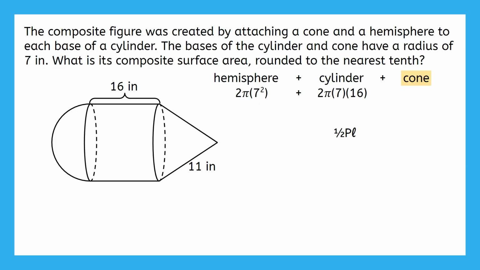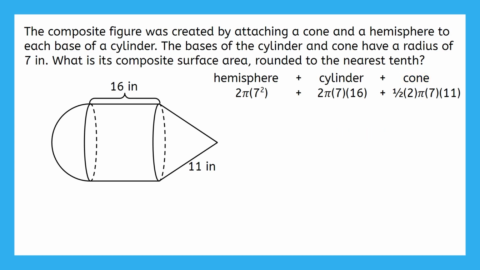Since the base of the cone is the same as the base of the cylinder, big P is still 2 times pi times 7. What's lowercase cursive l, the slant height of the cone? The slant height would be 11 inches. So this expression represents the surface area that the cone contributes to this composite figure.